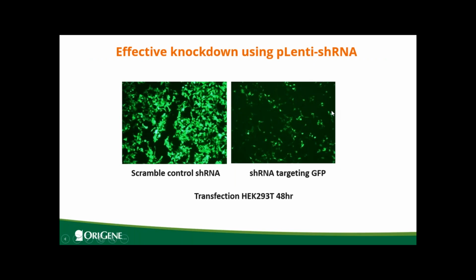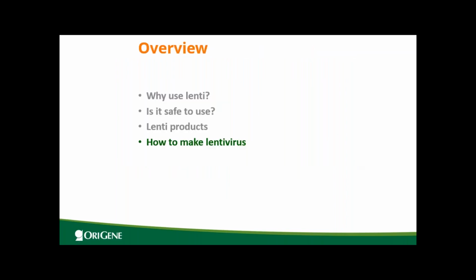This is the data showing the lenti-shRNA. This is the scramble control. As I showed earlier, the lenti-shRNA vector has GFP, so they are all green, showing nice expression. And this is shRNA targeting the GFP in the vector, and you can see significant knockdown of the GFP. Next, I will talk about how to make lentivirus.